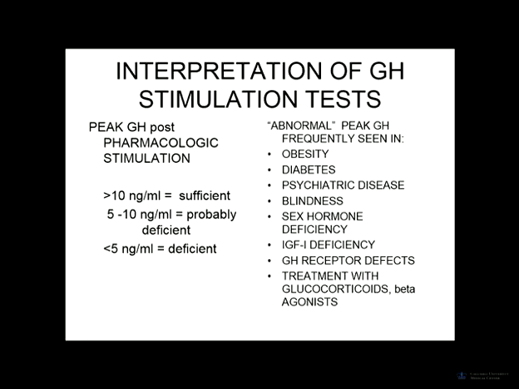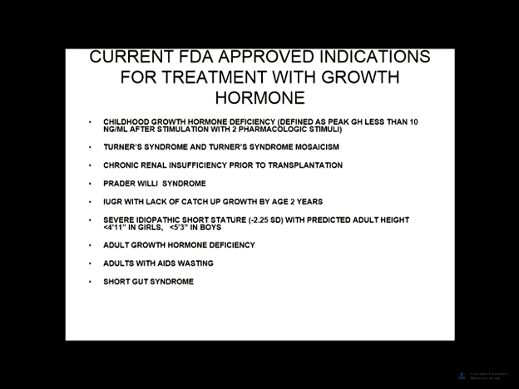There are many things that will cause an abnormal peak growth hormone, like obesity, diabetes, psychiatric disease, blindness, sex hormone deficiency, IGF-1 deficiency, GH receptor defects, treatment with glucocorticoids. So even if you have the results of this test, you really need to be careful in the interpretation.